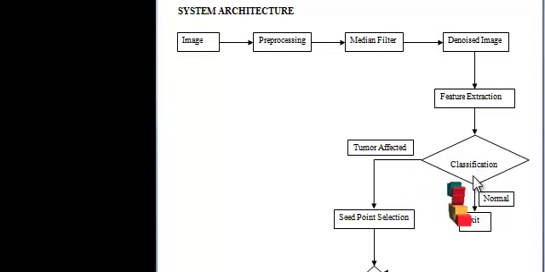If the images are normal images, then the process ends here. If the images are tumor affected, then we go to the process of segmentation. In the segmentation process, we are using region growing segmentation. The goal of image segmentation is to find the regions that represent the objects or the meaningful parts of the objects. We use region growing segmentation in order to segment the diseased part in the image.